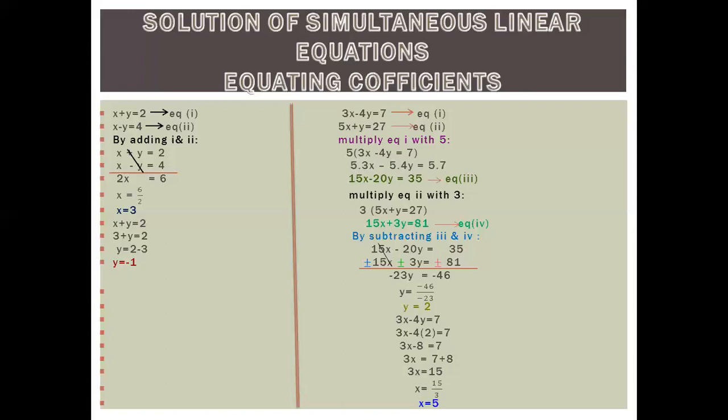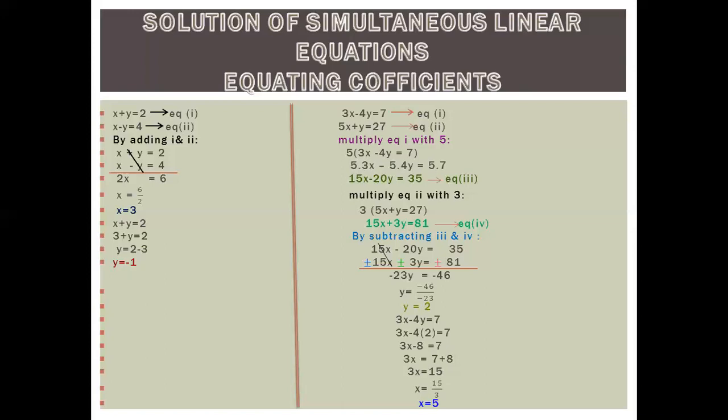Equation number 2. We want to make the coefficient of x the same. So for this, what will we do? We multiply equation 2 with 3, because 5 threes are 15. Similarly, each term of equation 2 will be multiplied with 3. You see on the screen that I multiply each term with 3. 3 fives are 15x plus 3 into y, 3y, is equal to 27 multiplied by 3.